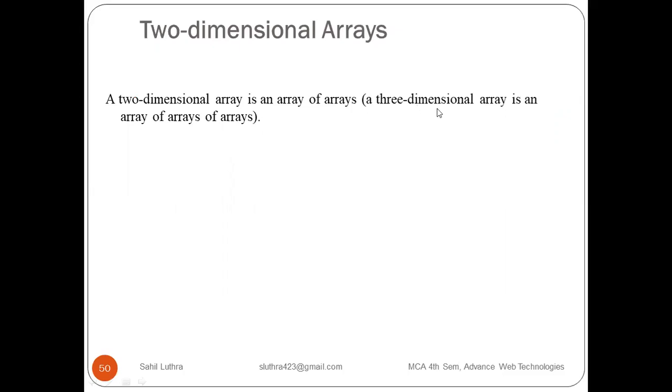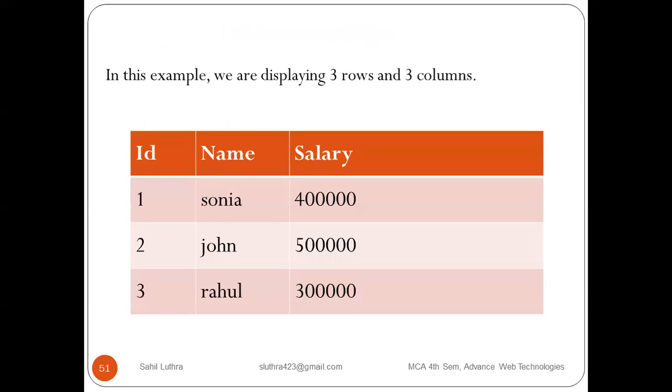What is a 3-dimensional array? An array of arrays of arrays. So this is called a 3-dimensional array. In a 2-dimensional array, 2 arrays are created, and in a 3-dimensional array, 3 arrays are used or created. So this is the main difference between the 2-dimensional and the 3-dimensional array.